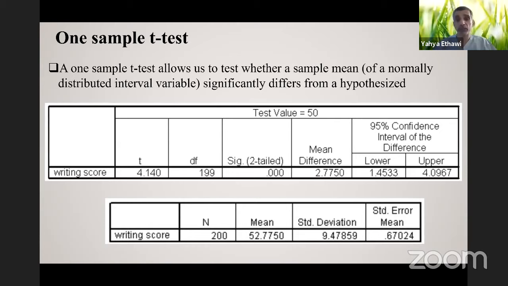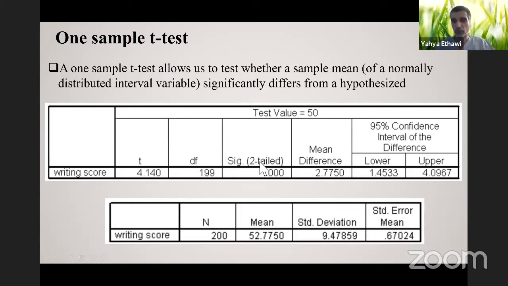So the one-sample t-test allows us to test whether a sample mean of a normally distributed interval variable differs from a hypothesized mean. So it's an interval variable, it's continuous, it's a normal distribution, and we're talking about the mean. So we have two means, the mean of the actual and the mean that we hypothesize. Are they different? So you can see the writing score, the t-test value, and here is the degree of freedom, which is equal to the number minus 1. So the total number of the sample is 200, minus 1 is 199.